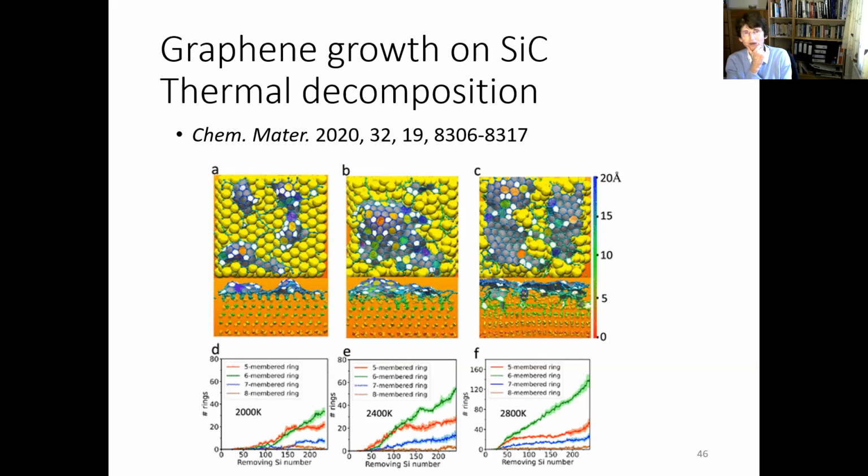So in terms of this thermal desorption, one of the important properties would be the substrate temperature. So they did these simulations where they gradually remove silicon atoms, and there you can see at the bottom, as they remove silicon atoms, the graphene structure formed. So the higher the green, the better the structure is. So they found here that the temperature of 2800 Kelvin gives the better structures.